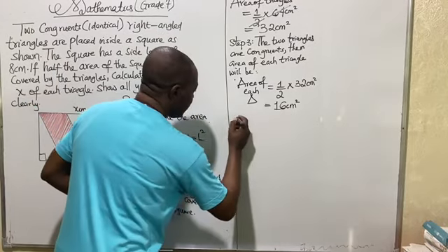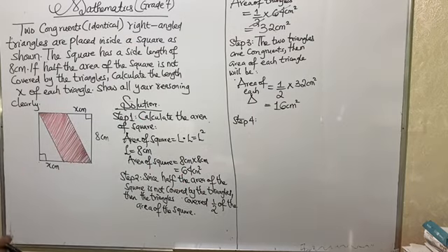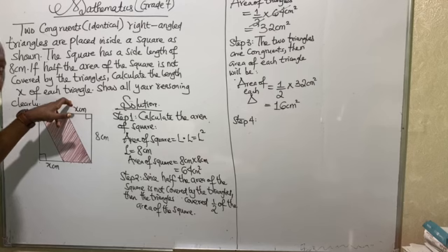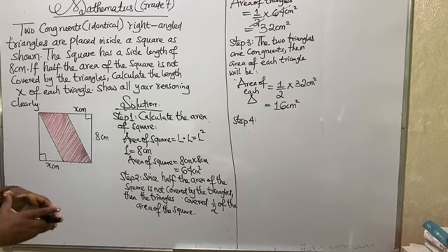Okay, so this is the area of each triangle. Now let's take step 4. Okay, so we want to calculate the length x of each triangle. And we know that because the two triangles are identical, or they are what?